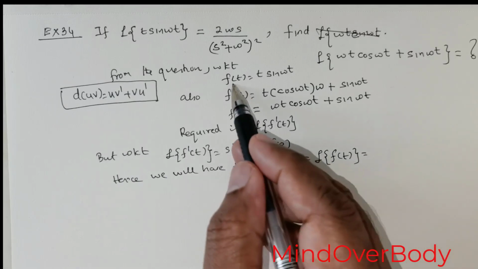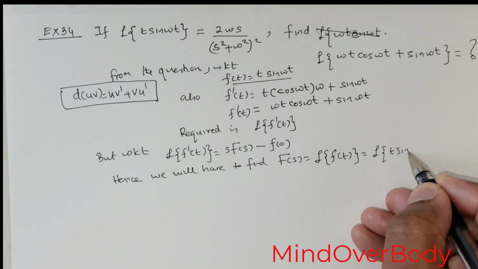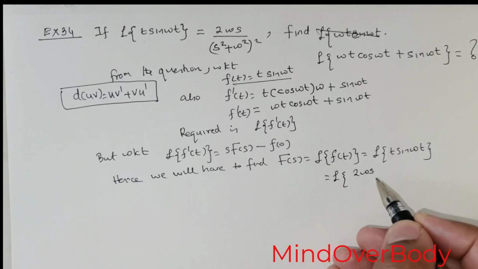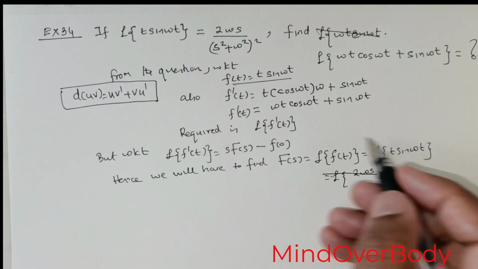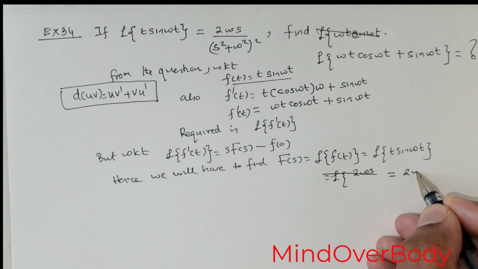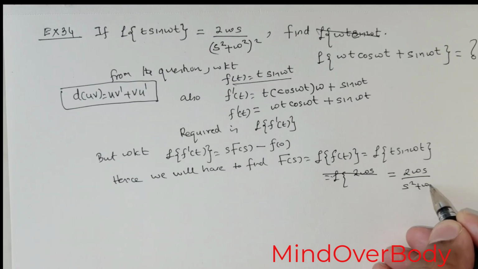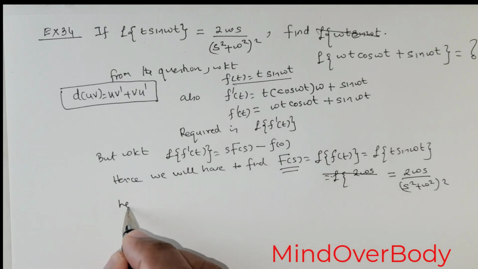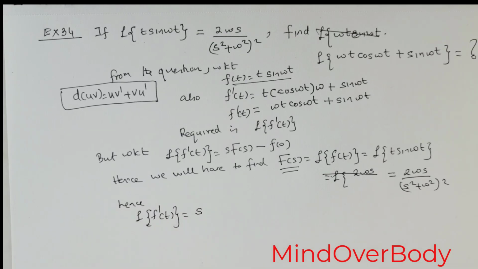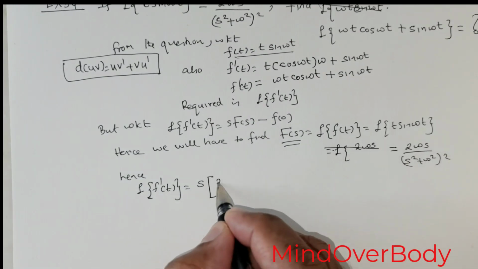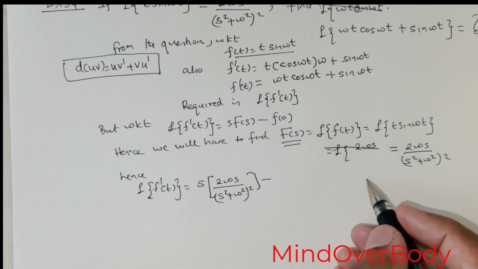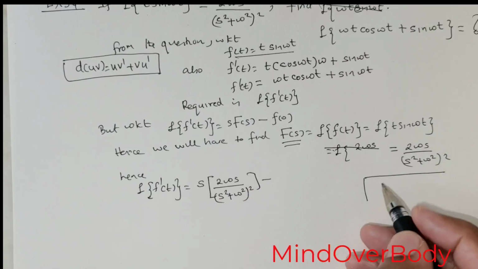So what is f of t? f of t is this. So it's the Laplace transform of t times sine omega t. I don't need to write this as Laplace because this is the Laplace transform, right? So this is equal to 2 times omega s divided by (s squared plus omega squared) raised to the power of 2. So all of these give us F of s. So hence, Laplace transform of f dash of t is equal to s times my F of s, which is 2 times omega s divided by (s squared plus omega squared) raised to the power of 2, minus f of 0.